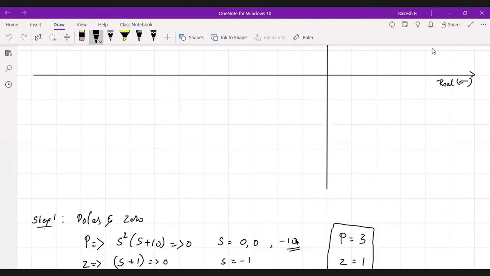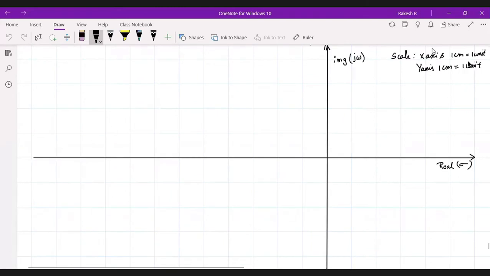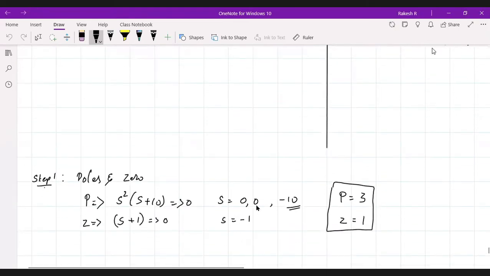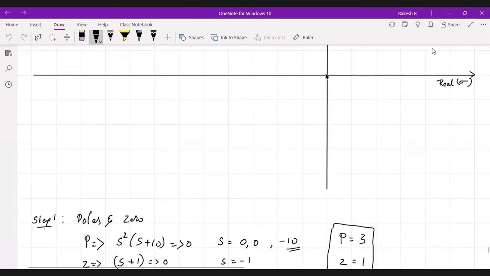The highest is -10, so I have taken the scale as 1 centimeter equal to 1 unit on the x-axis, and 1 centimeter equal to 1 unit on the y-axis. Coming to the poles, we have 0, 0 and -10. Two poles are here: s = 0 is one pole and s = 0 is another pole, and we have -10 as another pole.